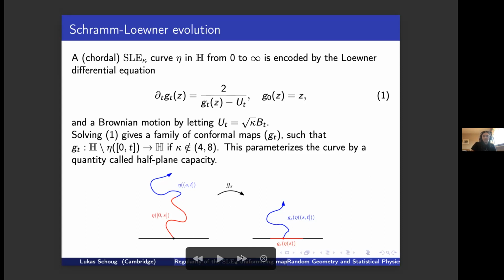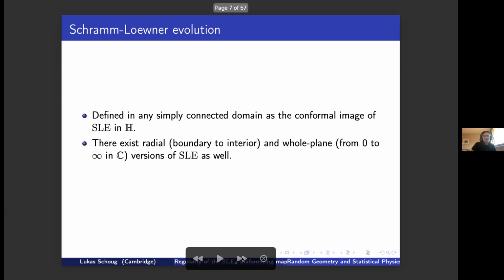These curves have been heavily studied in the last 20-25 years, and for good reason. They exhibit very interesting geometry. And so here is something called a chordal SLE, which is what you define in a simply connected domain between two boundary points. And to get it in any other domain, you just take it by a conformal map from the upper half plane version that we have here. So as mentioned here, in any other simply connected domain, it's just the conformal image.